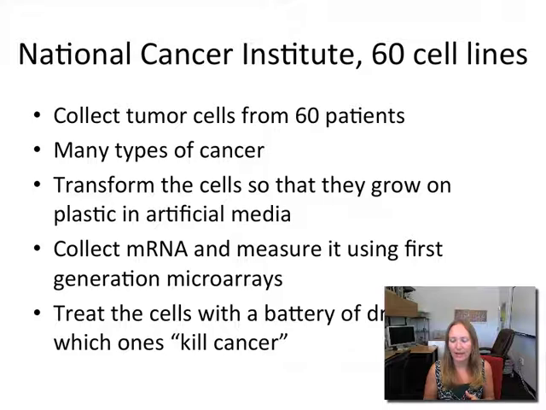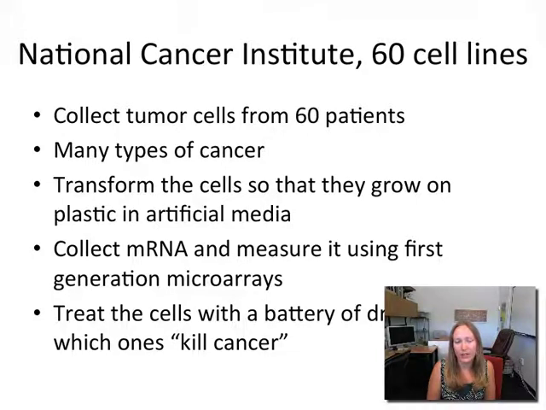So basically they kept selecting cells that would live in a mixture of glucose and some proteins from cows in an incubator in a Petri-like dish. So the cells you end up with are a little bit different than the cells straight out of the body, and you can grow them basically indefinitely. So once you have cells growing like this, it's very easy to collect the mRNA and measure it.